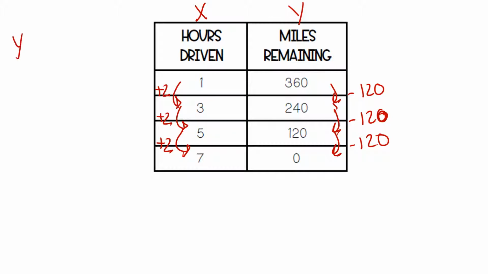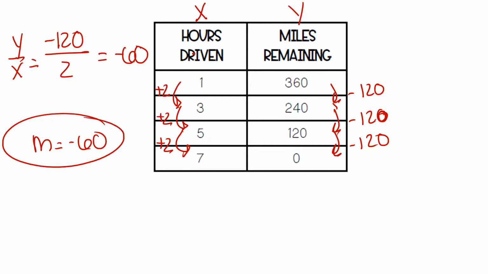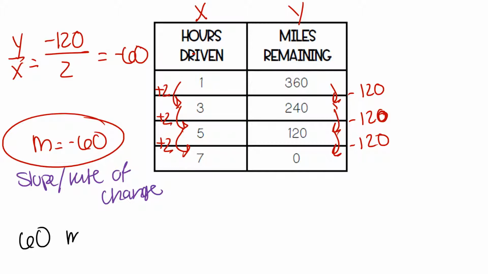When we take our answer, we set it up as a fraction, y over x. So negative 120, because we're going down, and 2 as our x value. Negative 120 divided by 2 is negative 60. M is negative 60. That is our slope, also called the rate of change. We could make the statement that we are going 60 miles per hour. That's what we're talking about, miles and hours, 60 miles per hour.